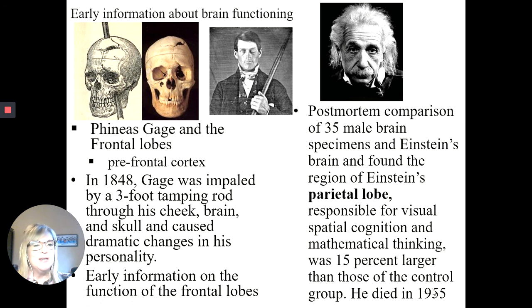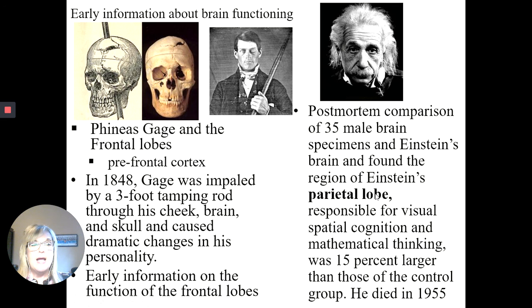And his brain is preserved somewhere, and scientists have been trying to study it and trying to understand how his brain was different than our brain, and how he was able to be so intelligent, and hopefully maybe how the rest of us can be so intelligent. And they actually found that areas of his parietal lobe were much larger when they compared it to 35 other male brains. And so that was one of the things they thought.